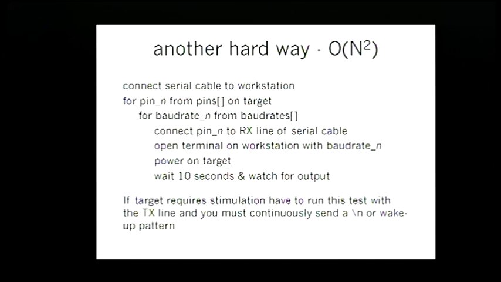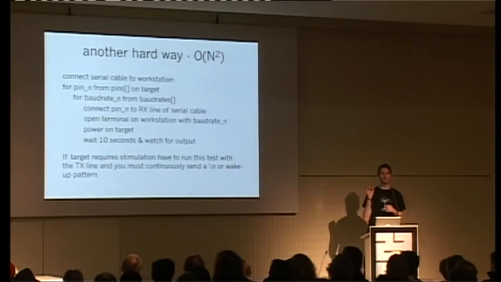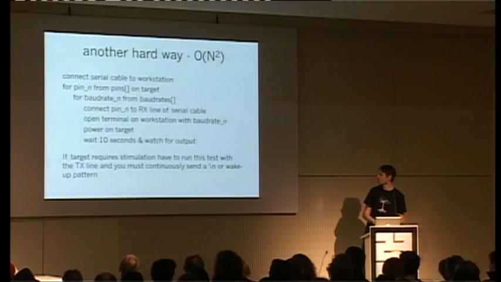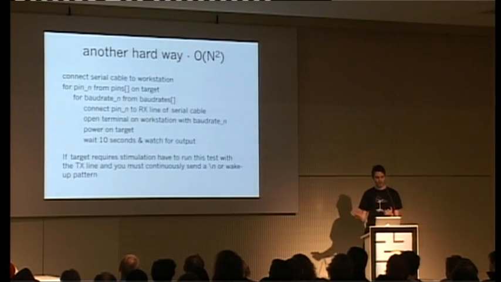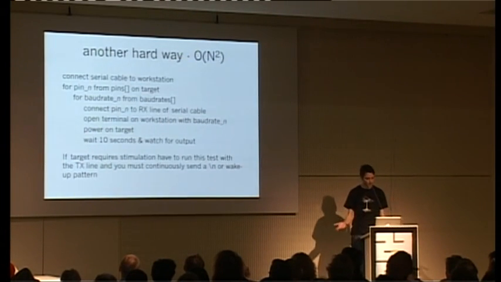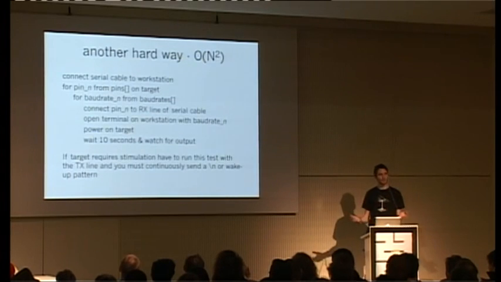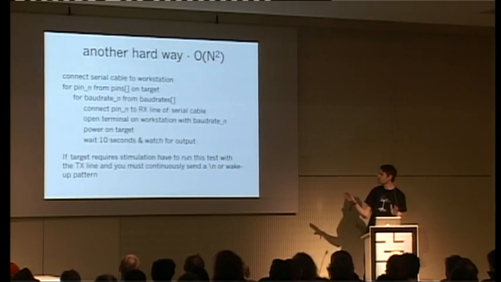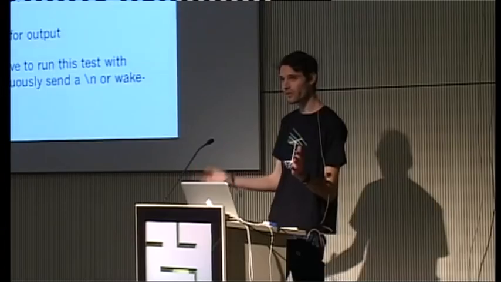This doesn't work if the target requires stimulation, so sometimes you'll need to send a carriage return or press enter in order for it to give you some sort of meaningful output. So that doesn't work here. And to modify that, you would have to add another for loop to check each of the TX pins. And basically, after you get halfway through this, you might commit suicide.